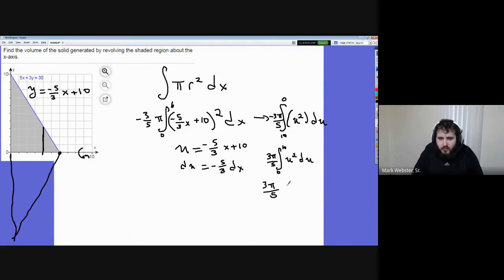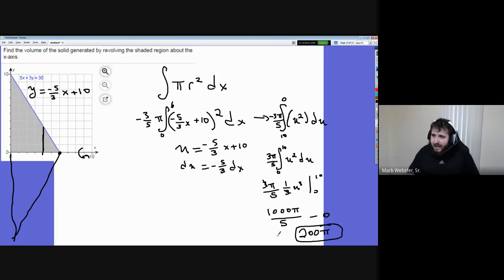We're going to integrate this. 1/3 u cubed from 0 to 10. Well, this 3 and this 3 are going to cancel out, so let's make life easier. And then u cubed is what? 1,000? Well, what's 1,000 divided by 5? It's 200 pi, right? And there we go. Once again, all we did is we took the area and we integrated it.